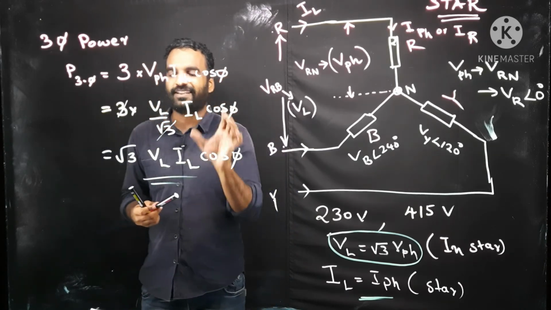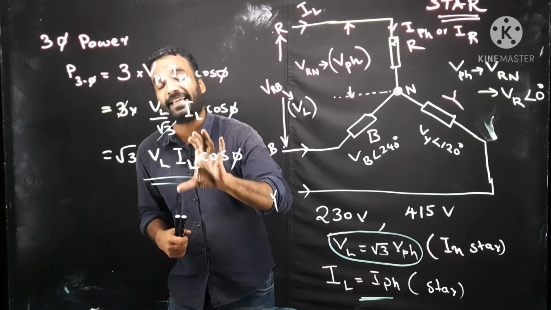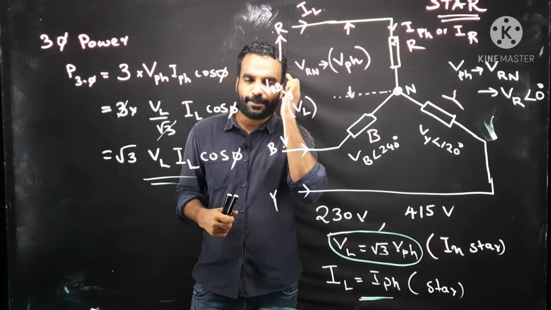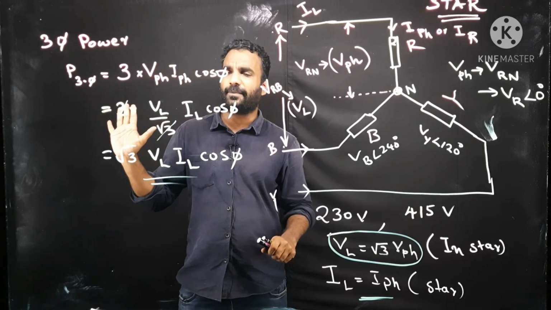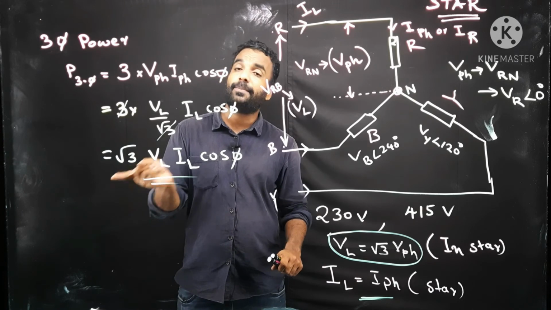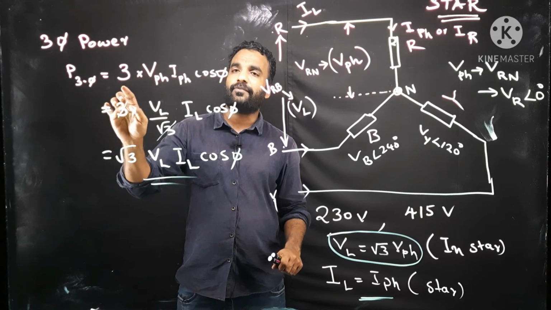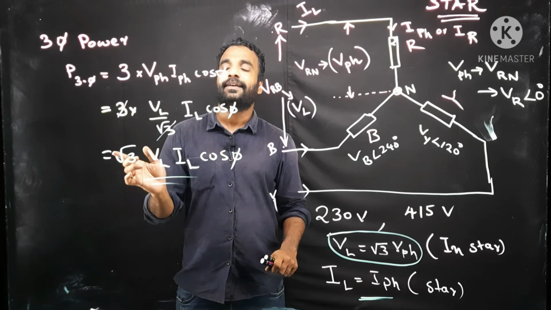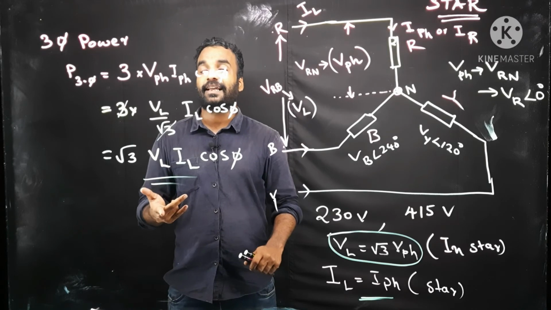Now remember one thing, this is not only for star. In delta also you will get the same final equation. Please keep this in your mind. Not only in star, for all 3-phase systems, in star or delta, the same equation will come. In phase it will be 3 V phase I phase cos phi. In line it will be root 3 VL IL cos phi. Now let us check the delta system.